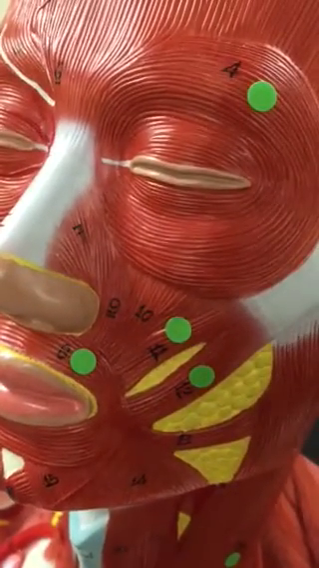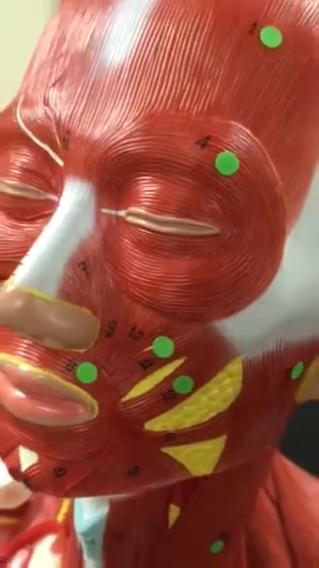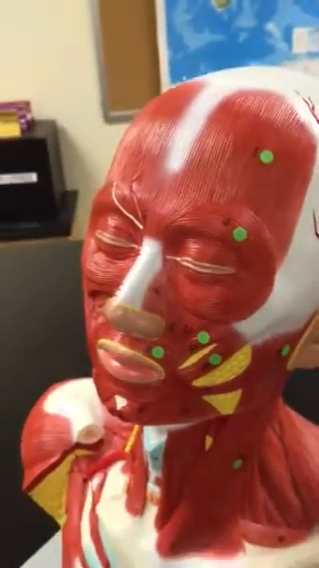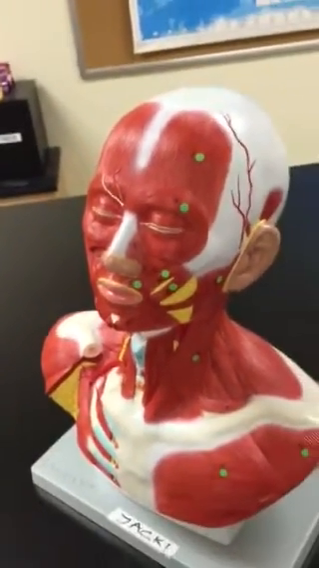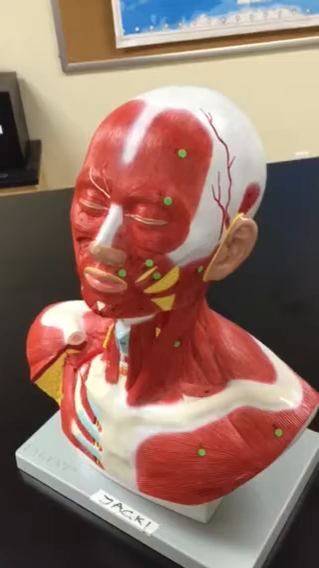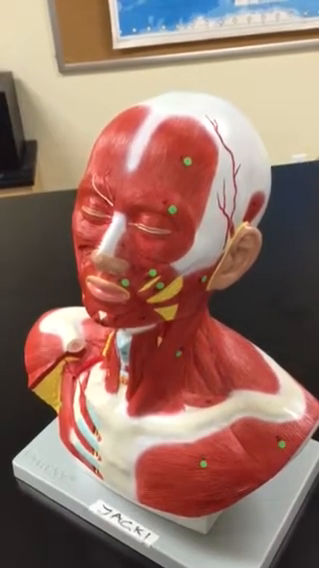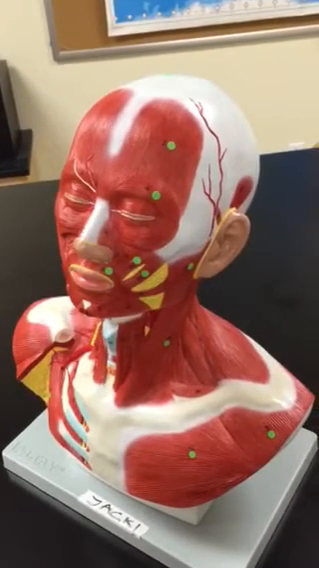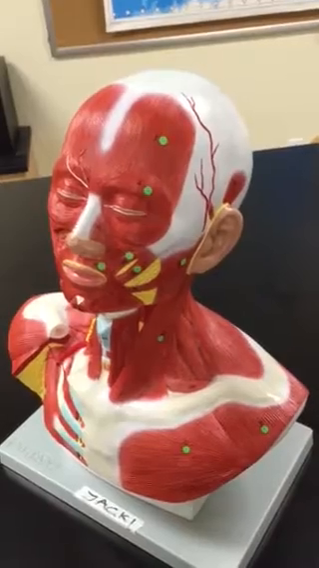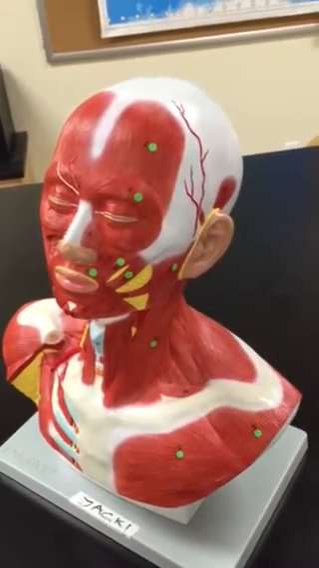So remember, when you're learning these muscles, look at how the muscle fibers run, look where they're located, where they insert. Even though you don't need to know origin and insertion for this particular test, it still helps you to understand its overall movement if you know where it's located and why.